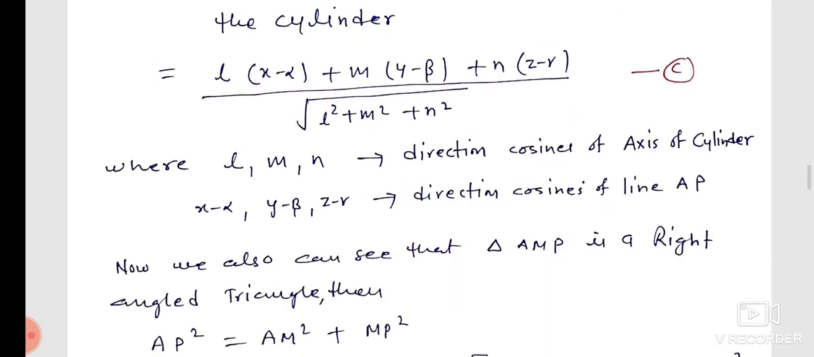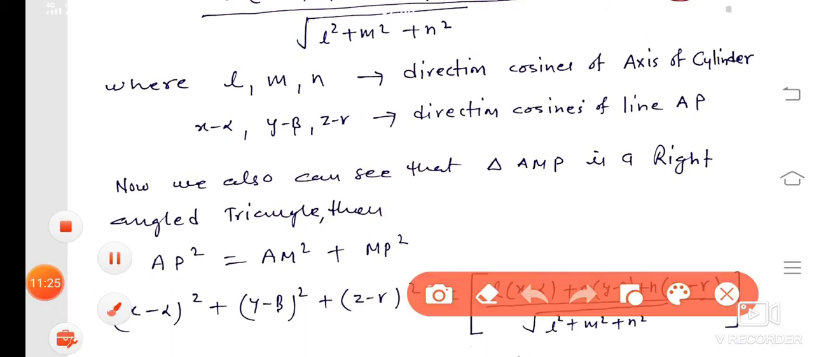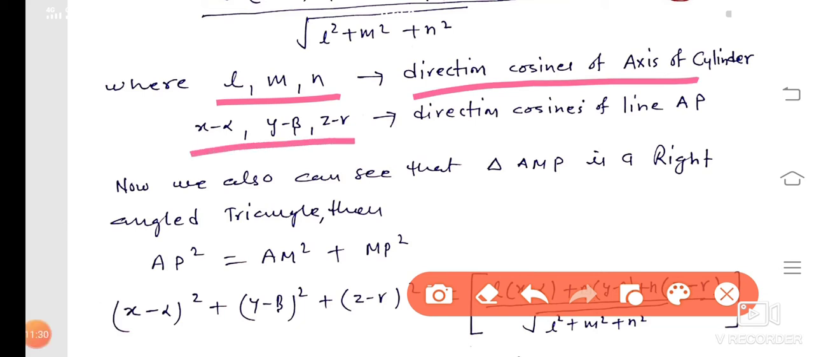Where L, M, N are the direction cosines of the axis of the cylinder, and x minus alpha, y minus beta, z minus gamma are the direction cosines of the line AP.